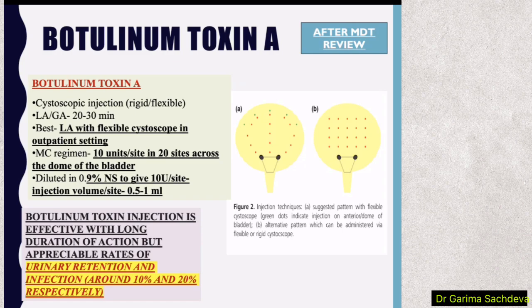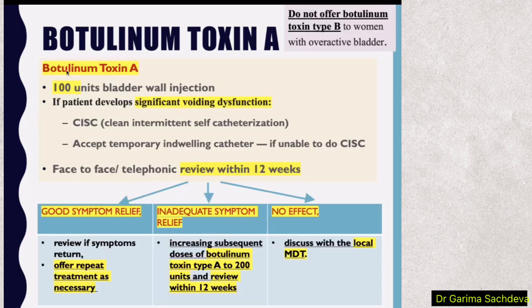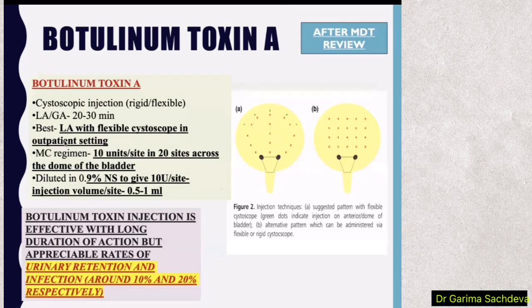You need not get into too much detail of the dose. They do not ask about this dose; they will ask the other one. This 100 units is important. The maximum is 100 units of botulinum toxin. This is the general regimen, and they don't ask about all this in detail.